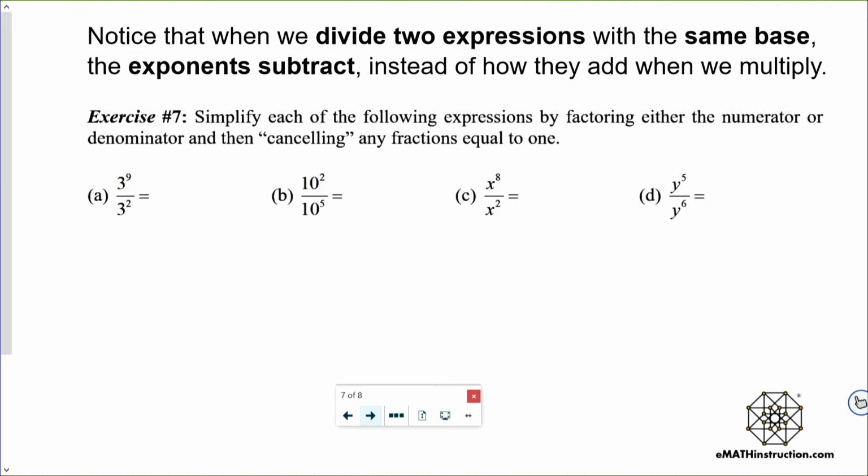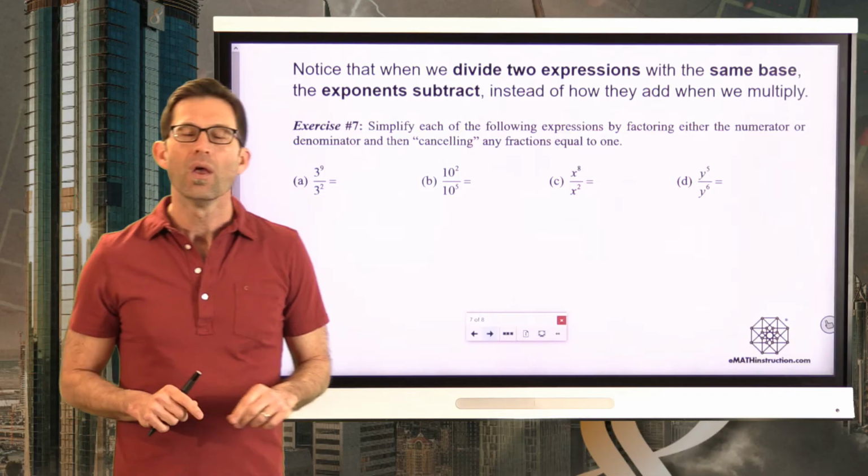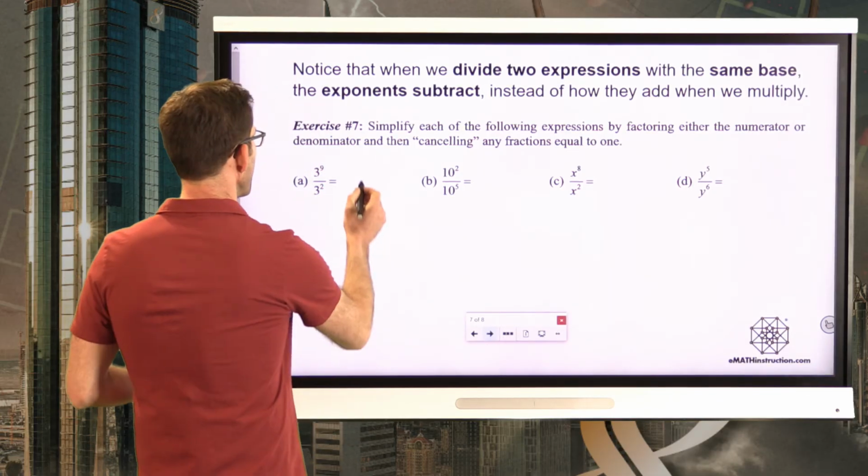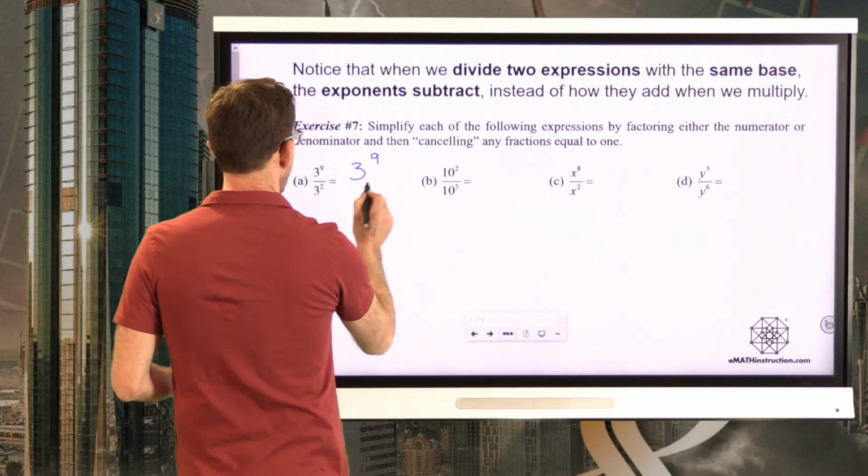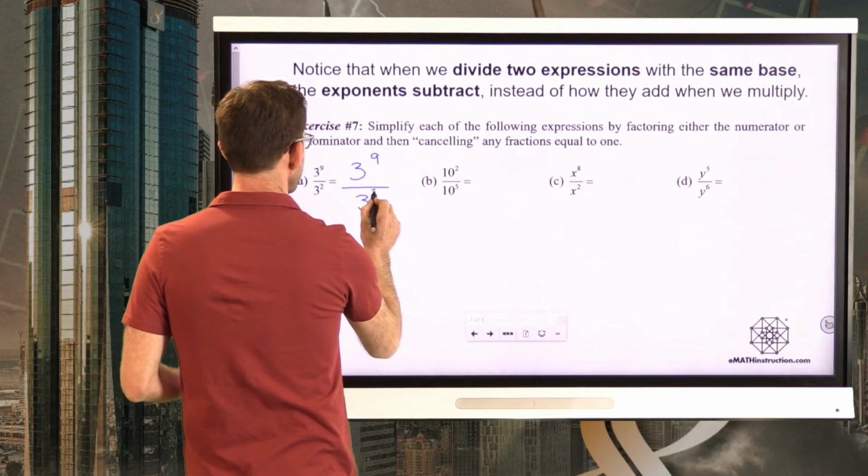Simplify each of the following expressions by factoring either the numerator or denominator and then canceling, in quotes, math teachers hate that term, canceling any fraction that's equal to 1. All right, so let's take a look at the first one. I'm going to write it a little bit bigger. 3 to the 9th divided by 3 to the 2nd.